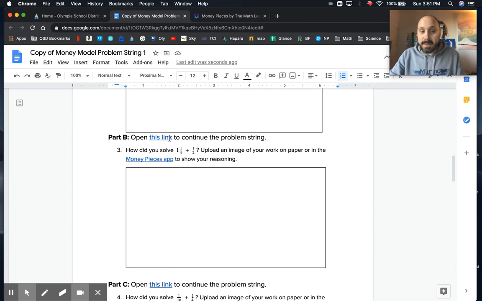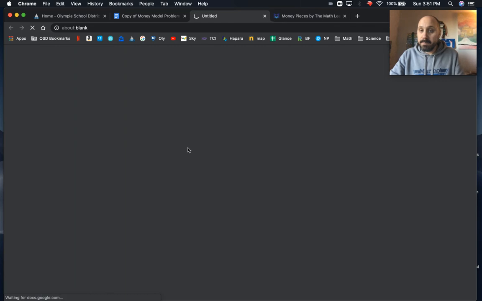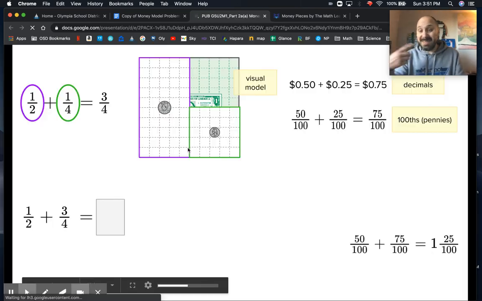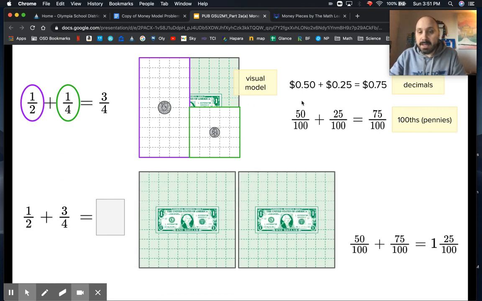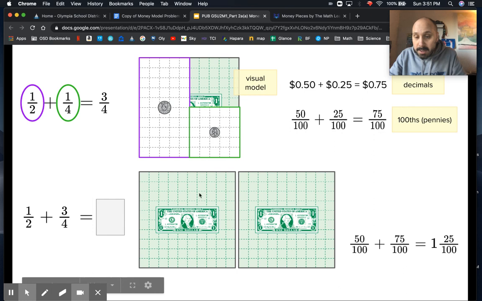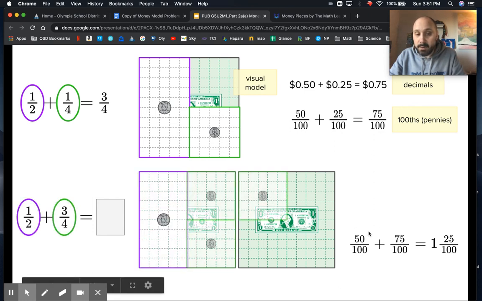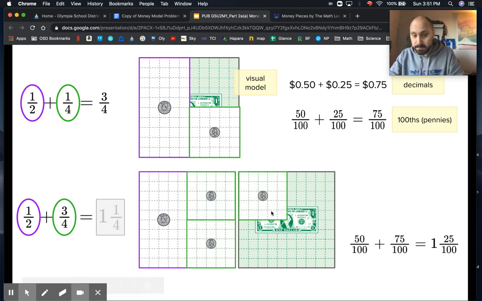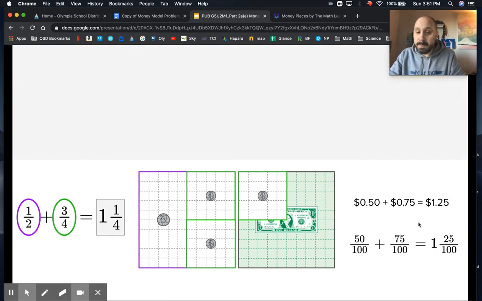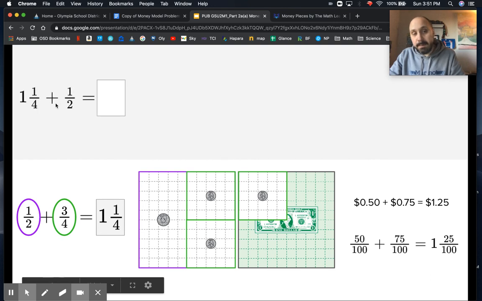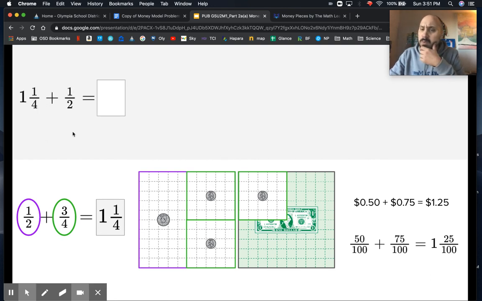And then number 3, and then part B, open this link. There's another problem string. So when you open this link up, it's going to bring you to a different problem string. So it's going to show you, now we're going to talk about what we just did. So it gives you the answer of 1/2 plus 3/4, and it shows you just what Mr. Mac showed you. And it shows you the hundredth here. And then it shows you the money amount, $1.25. But then it's going to come up here and say, okay, so now let's try 1 1/4 plus 1/2.